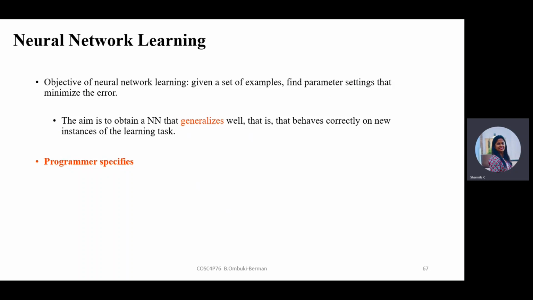So what are the programmer specifics? The number of units in each layer, this is what a programmer has to specify. Then the connectivity between the units. Then the unknowns are the connection weights.